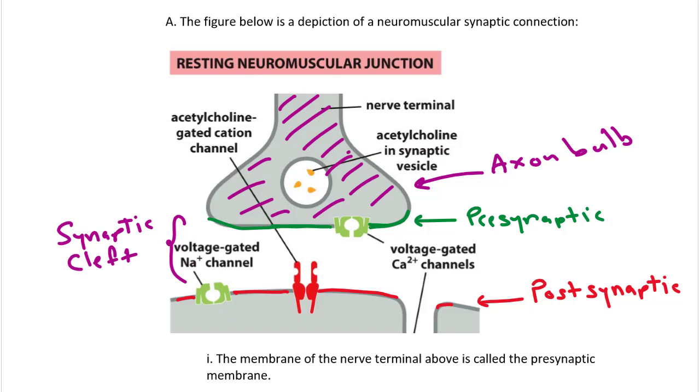Okay, before continuing, I thought we'd look at this picture and get a refresher about where everything is at. Here we have a synaptic connection, and we have the axon bulb, which is this area highlighted in purple from the nerve terminal. We have the presynaptic membrane, which is in green. We have the postsynaptic membrane, which is in red. And we have the synaptic cleft, which is the space between the presynaptic and postsynaptic membrane.